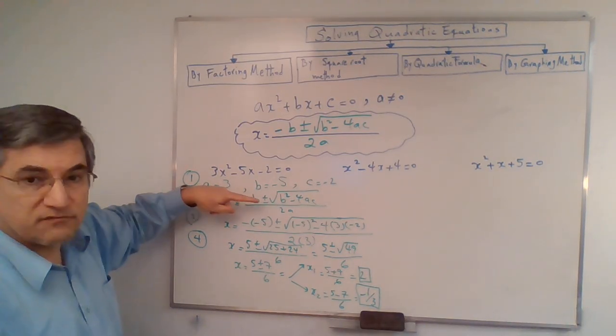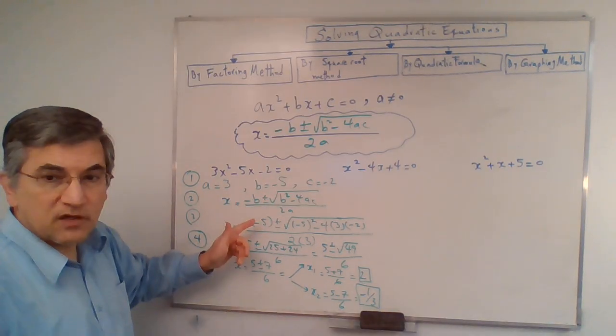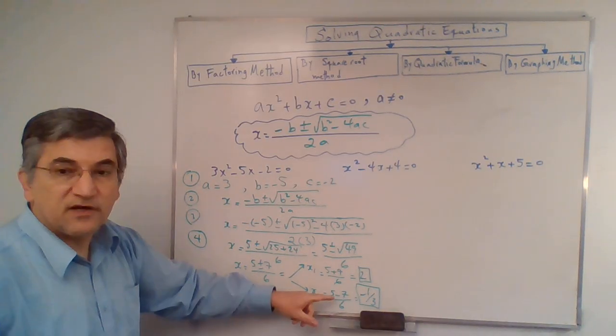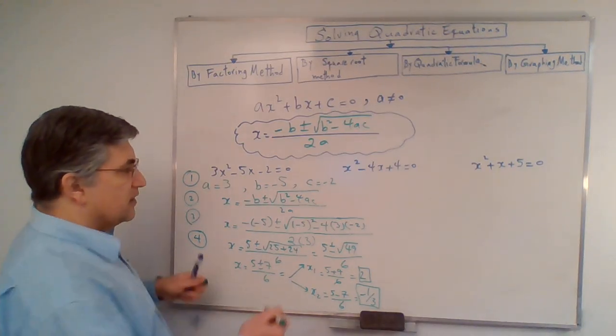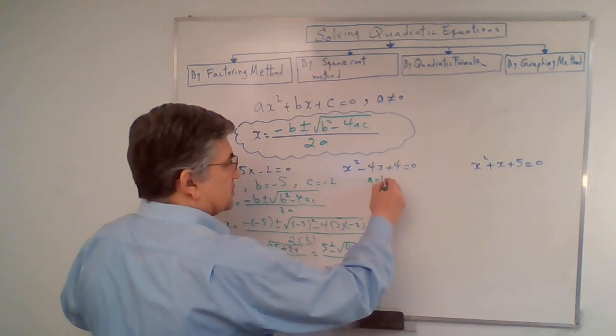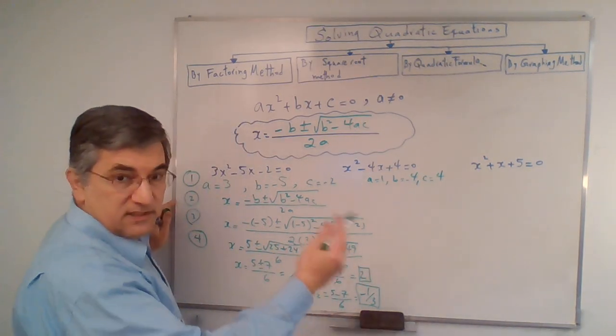Step 2 was writing the formula down. Step 3 is substitution. And step 4, just use the calculator or mental math to find the final answers. This is another exercise I'm going to solve. Again, I'm going to say A is 1, B is negative 4, and C is positive 4, identifying.